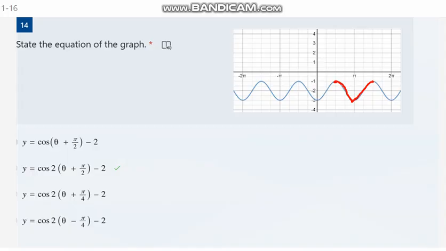여기에서 보면 지금 everything except for the first one has 2 multiplied to theta. And when I look at it, the period really is just pi, not 2 pi. So the first one is not going to be the answer. And looks like all the vertical shift has been -2, and then you can see the midline is -2. So that's just that. All we have to define is which one is going to be the correct phase shift.